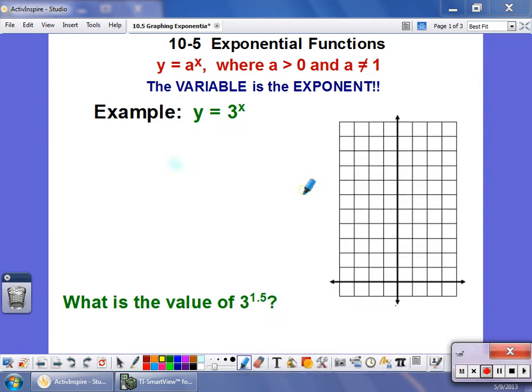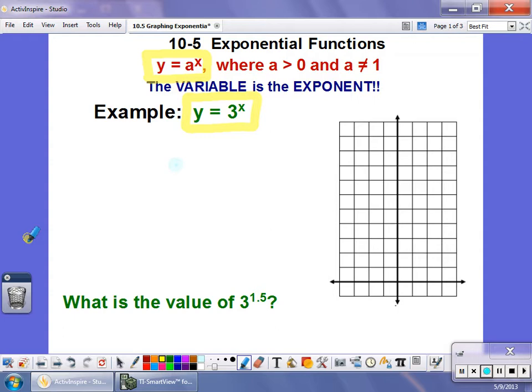An exponential function is a function where your exponent is a variable. And today we're going to look at graphing exponential functions. Graphing an exponential function is just like graphing a linear function or a quadratic function. We need a table. And what we're going to do is take this y equals equation and plug it into our calculator to create a table.